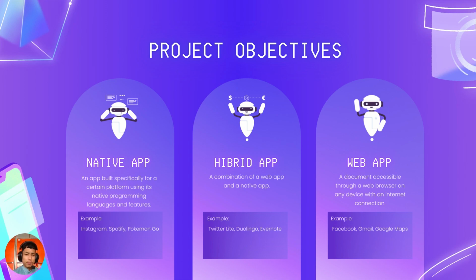Then, for the web app, these apps run directly within a web browser, eliminating the need for downloads. However, they often have limited access to device features and might rely on internet connectivity. Facebook, Gmail, and Google Maps are popular web apps that offer accessibility across devices.